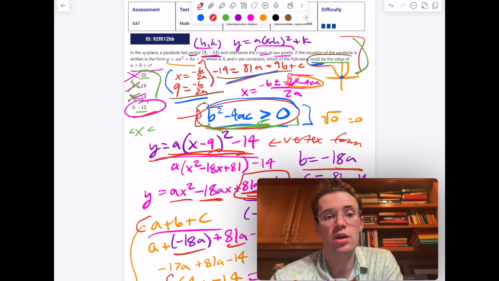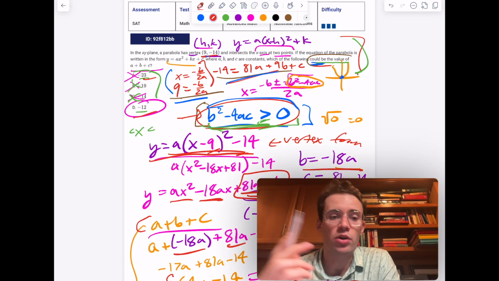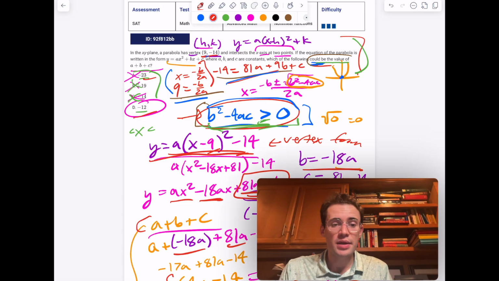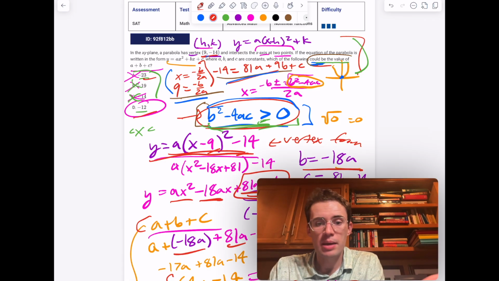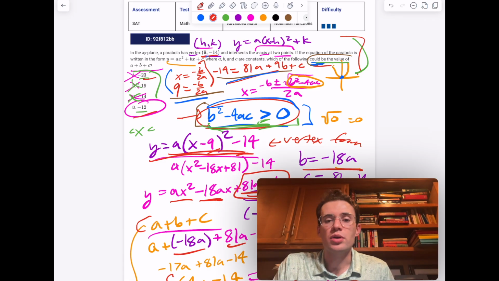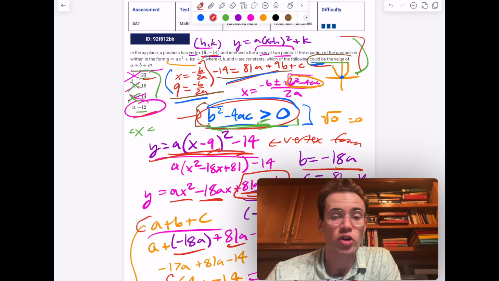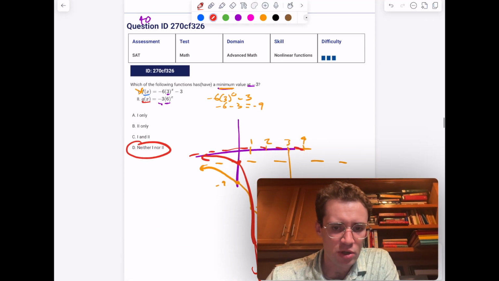It's probably going to be either the greatest possible one or the smallest possible one. In this case, it was the one that was the greatest because b squared minus 4ac is greatest. So that helps you to narrow it down, have a better guessing strategy. All right, so just have that kind of attitude when you're going through it.